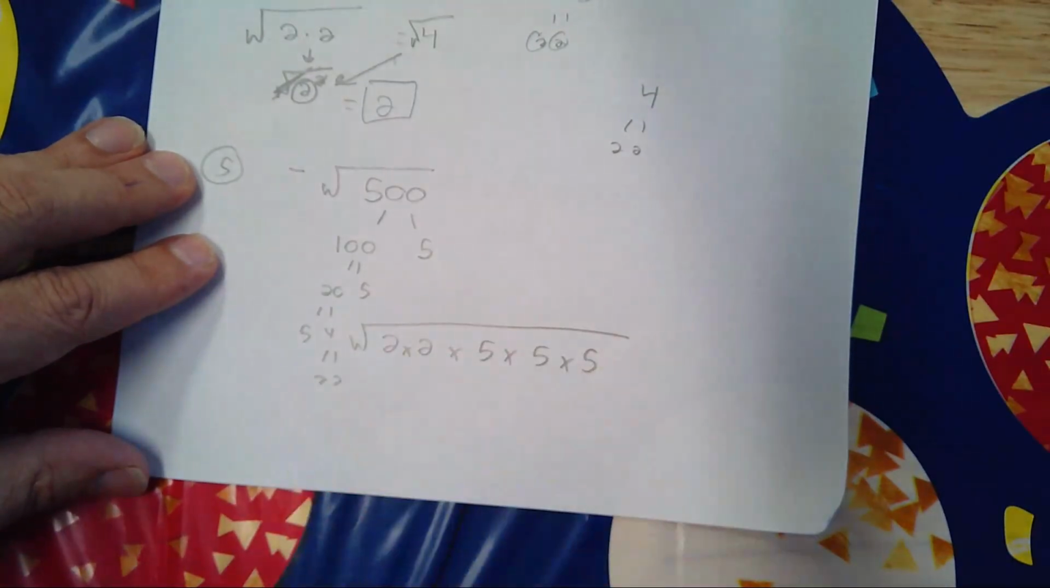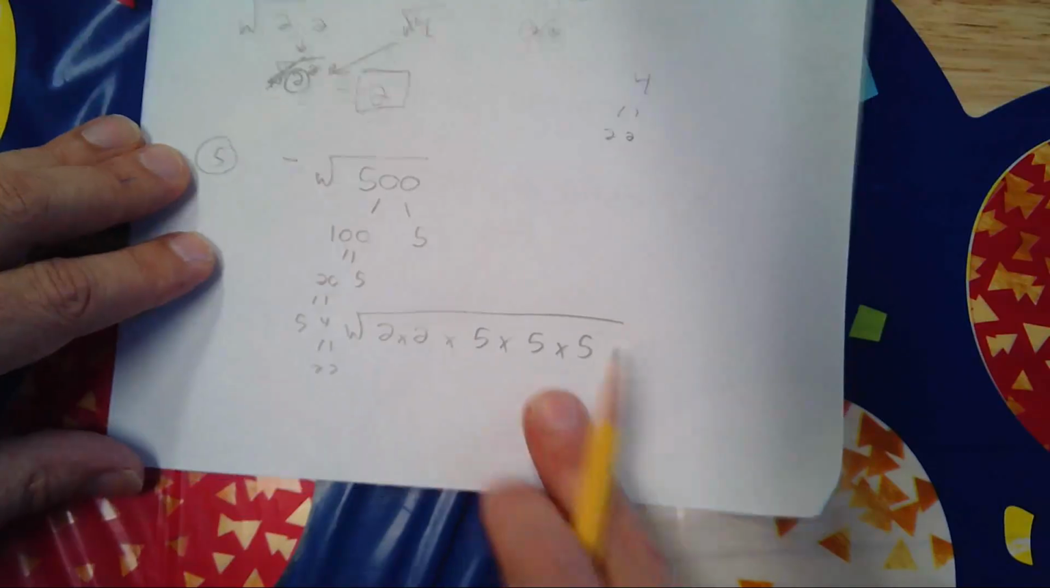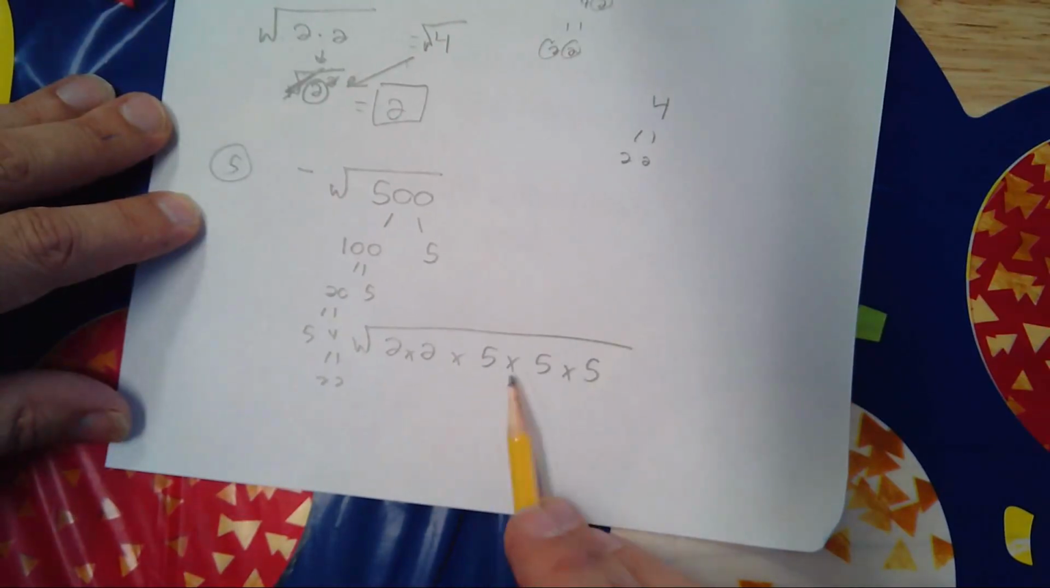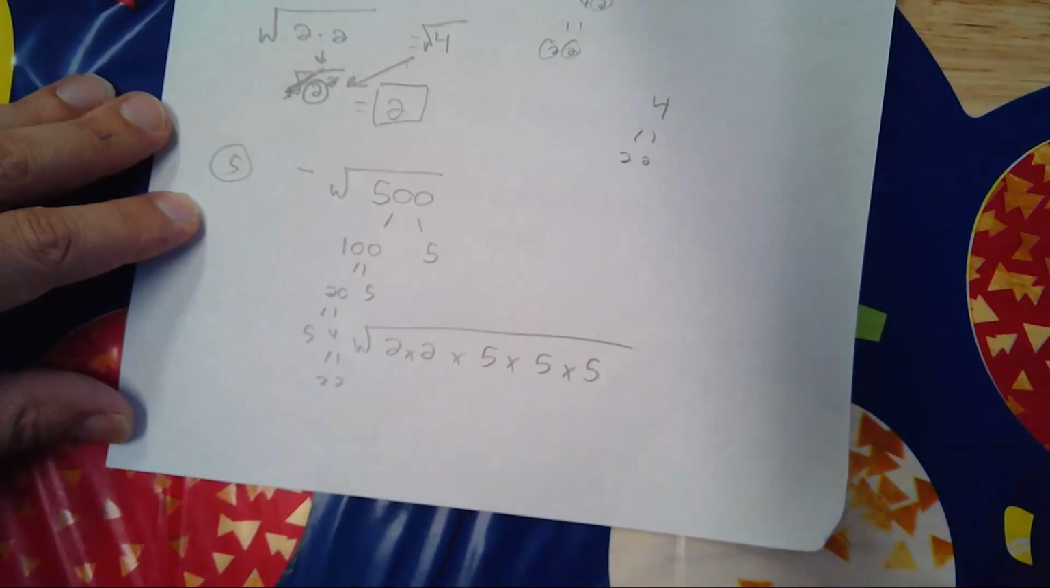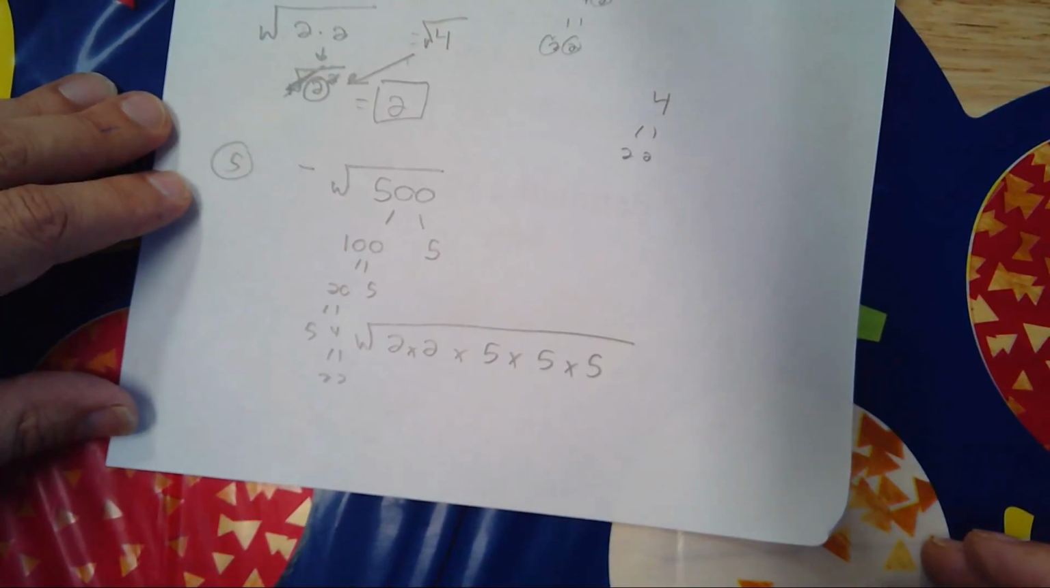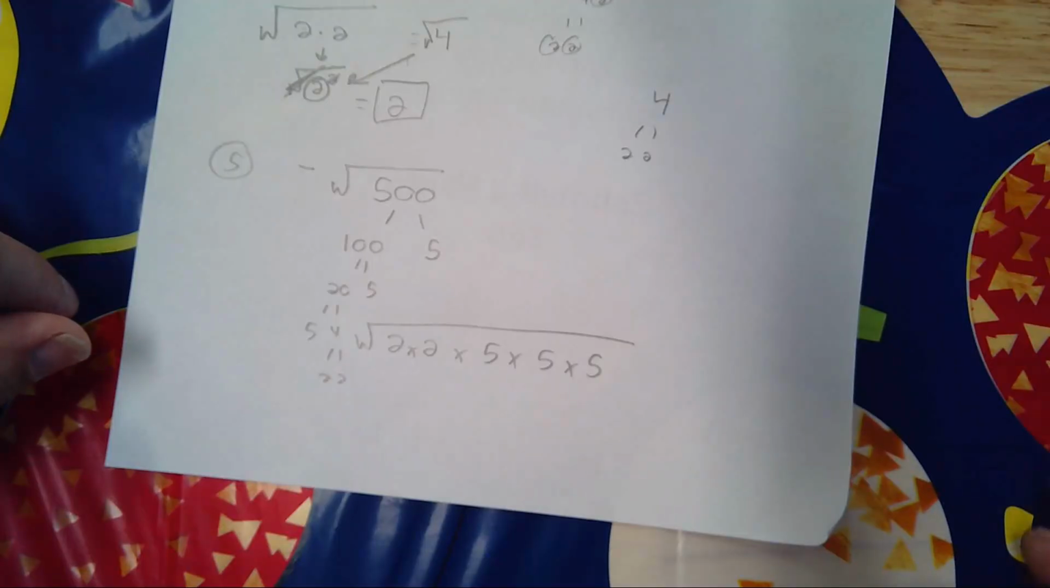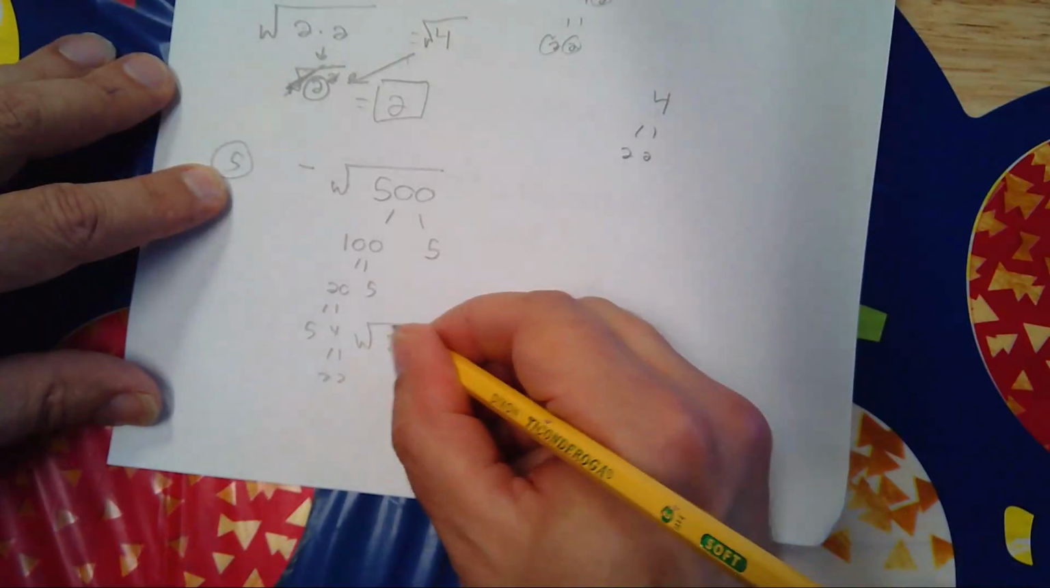This is how I did my tree. So this is the same as root 500. 5 times 5 times 5, 125 times 4 is 500. All 500 is there. So where do I see a pair? 2 and 2. All right.